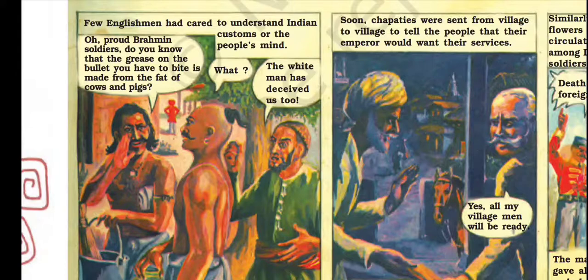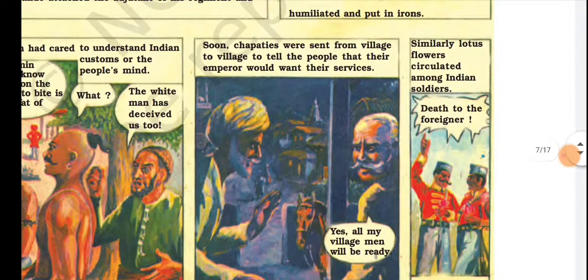In fact, one of the major reasons of the Great Revolt of 1857 was that Indians got to know that the bullet had a grease, and they had to bite that grease to use the bullet, and that grease was made from the fat of cows and pigs, which was hated equally by both Hindus and Muslims. Soon chapatis were sent from village to village to tell the people that their emperor would want their services. Similarly, lotus flowers circulated among Indian soldiers: death to the foreign.